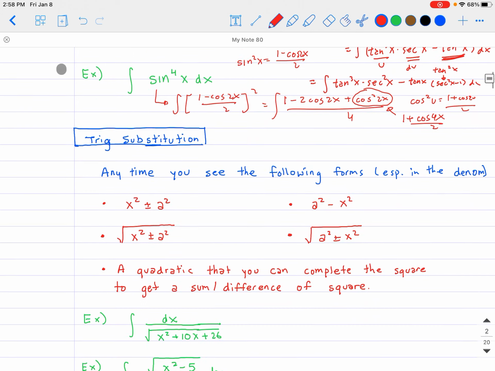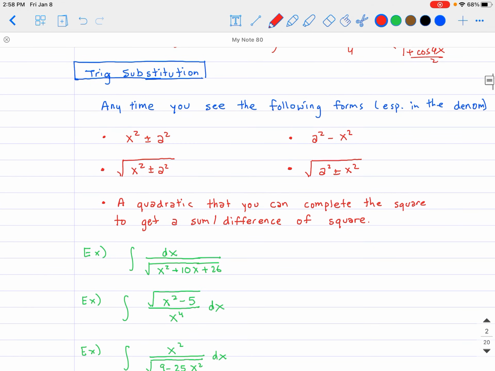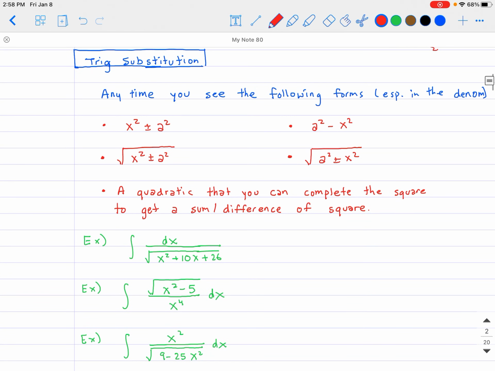Okay, after that, you learn the next one, which is called trig substitution. So that means that if you are going to have something where it's like a polynomial, usually something that's quadratic, you can replace it by saying let x equal sine or let x equal tangent or something. So the thing that you're looking for is any time that you see the following form, especially in the denominator, this is where you use the trig substitution.